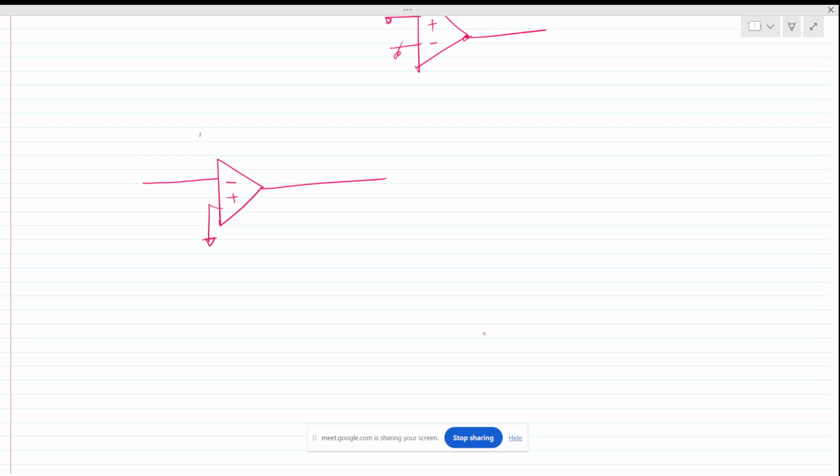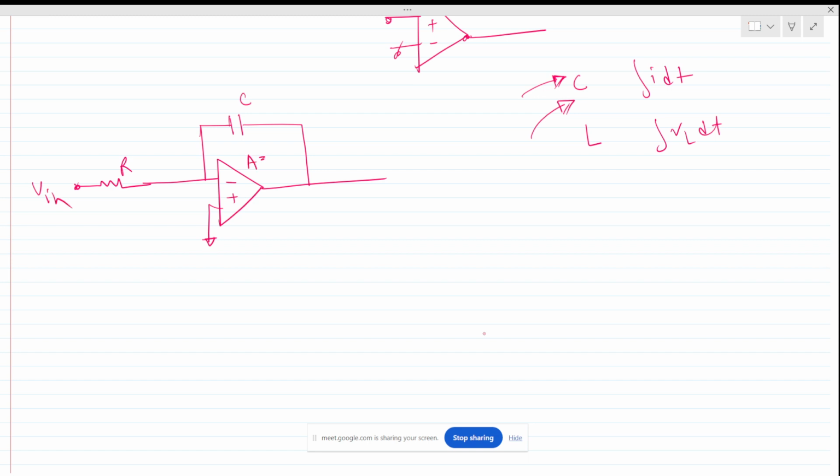For an integrator, we always need a capacitor, right? And we have a resistance. A capacitor integrates the current, and an inductor integrates the voltage. So we are going to do it with a capacitor, as this is a more common and more practically used circuit. This is our Vin. This is our A.